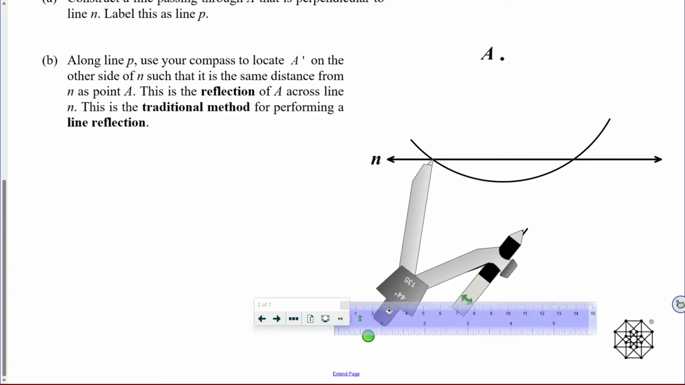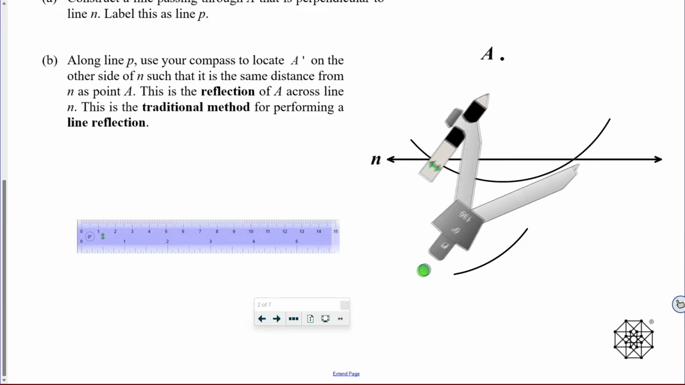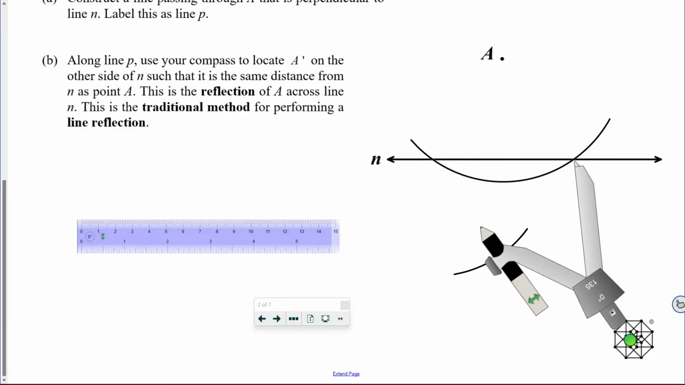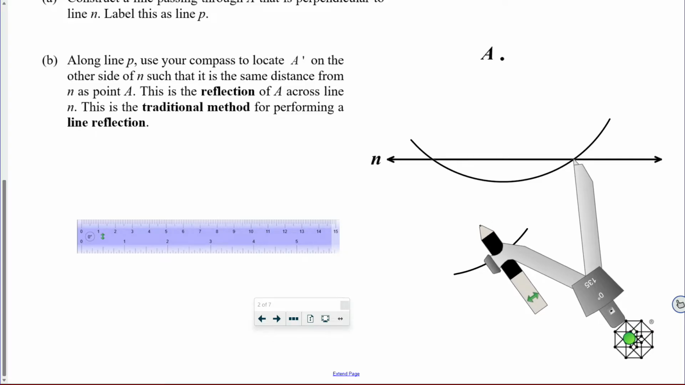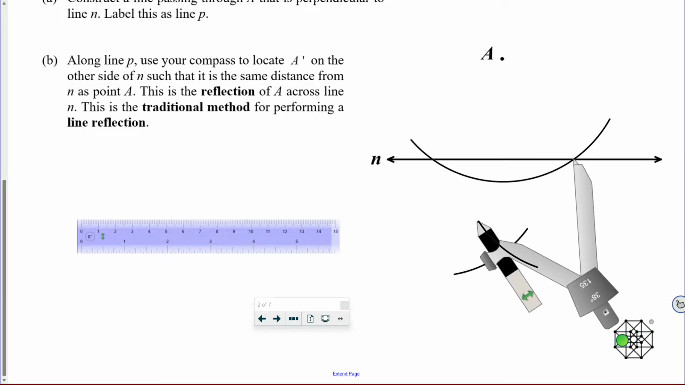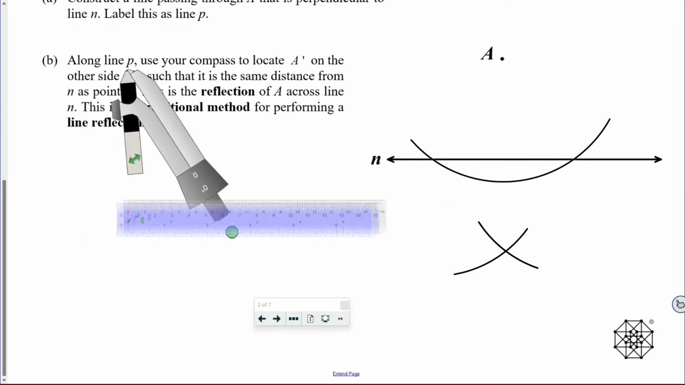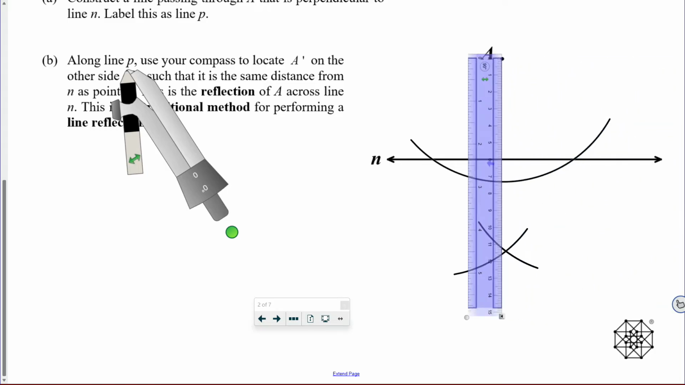Then I'm going to switch my compass point, get my ruler out of there, so that it's at the other intersection point of the arc and the line of reflection. And I'm going to draw another arc. I'm going to try to keep the point on that. There we go. All right. Accuracy is really key here if you want a good construction. And now I'll bring my ruler over. That point and point A must lie on that perpendicular.